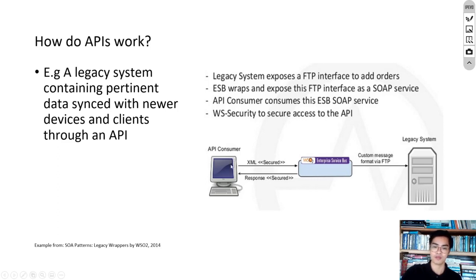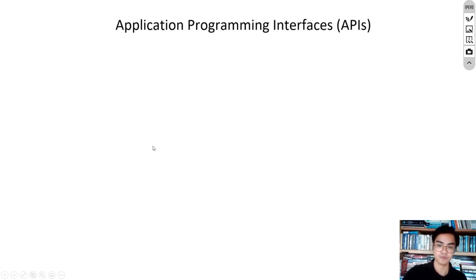Okay, this is a newer format device and client. It requests something from the legacy system. The API makes sure that the legacy system receives this message, right? And then the API sends a response back to this client here that the message has been sent to the legacy system. Okay, so it's a very simple example of how APIs work, right?